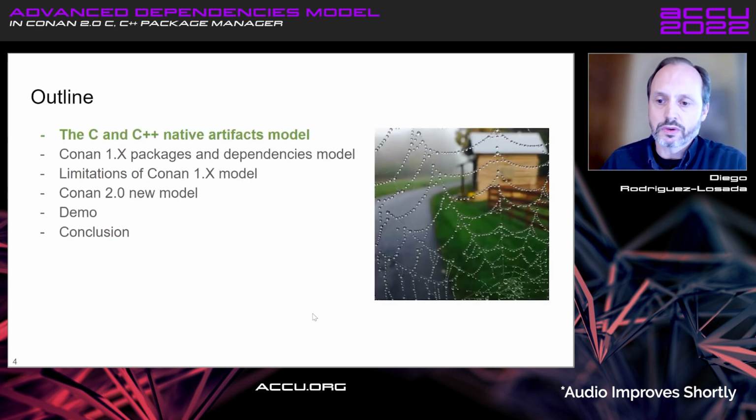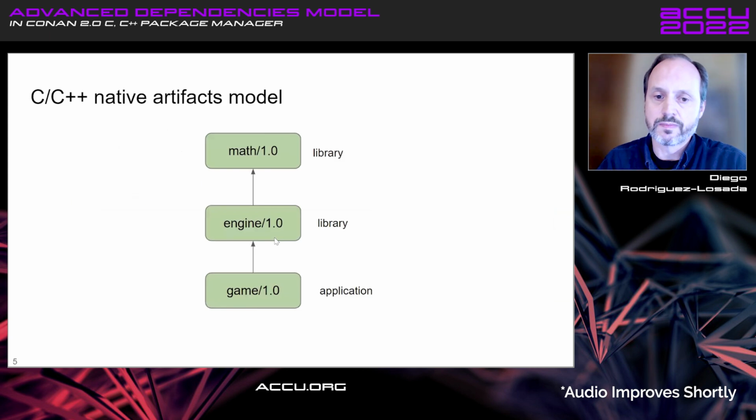What I'm going to talk about today is the graph model in 2.0. But I'm going to start first with how C and C++ binaries are built into artifacts. Then I will talk about how Conan 1.x represents the dependencies in the package manager, the limitations of this model, and how Conan 2 can improve over these limitations. I will finish with a demonstration and conclusions.